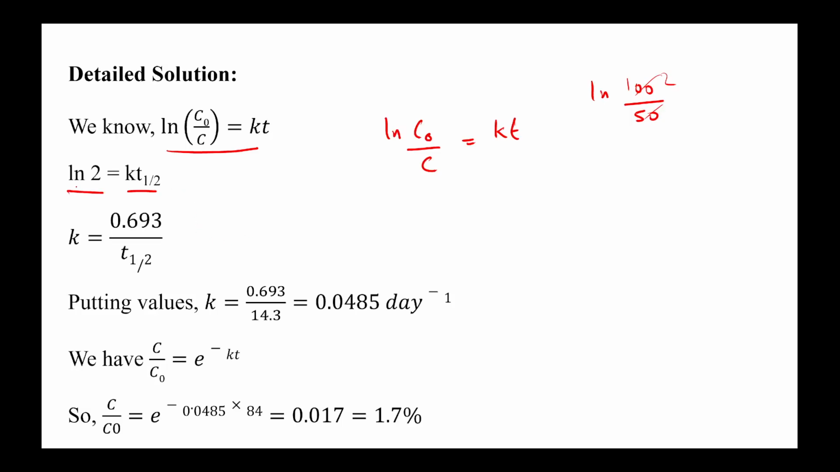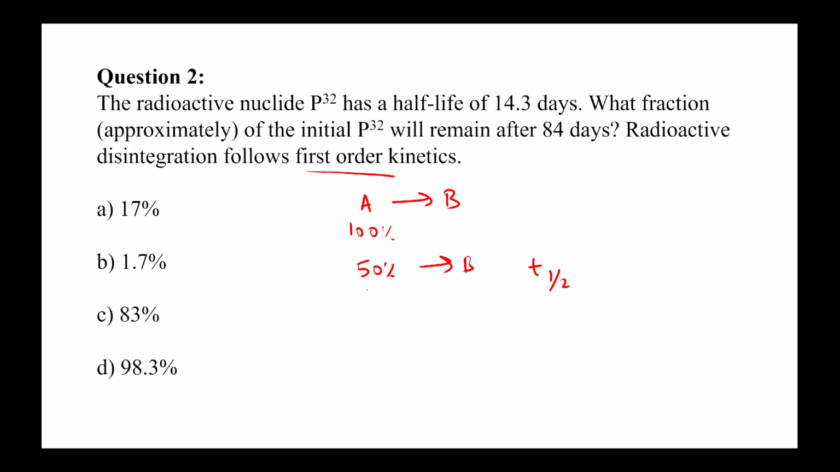Okay. And the value of log 2 is 0.693. So now to solve from this, we can easily solve for the rate constant. The rate constant will be 0.693 divided by 14.3, right? So this is how from the half-life we can easily calculate the rate constant for a first order reaction. Once you have the rate constant, what's the next part of the question?